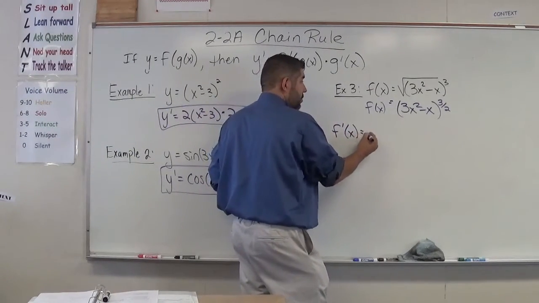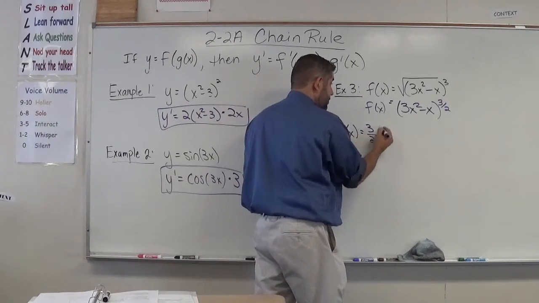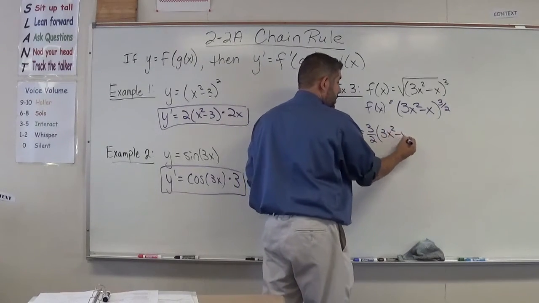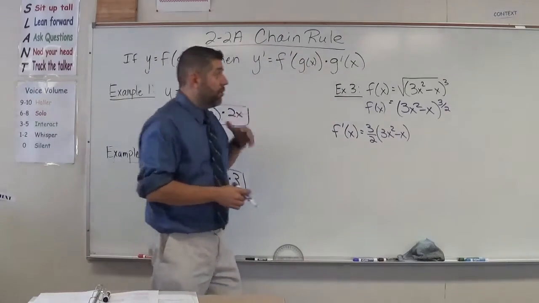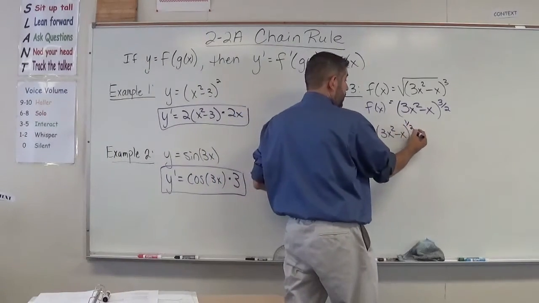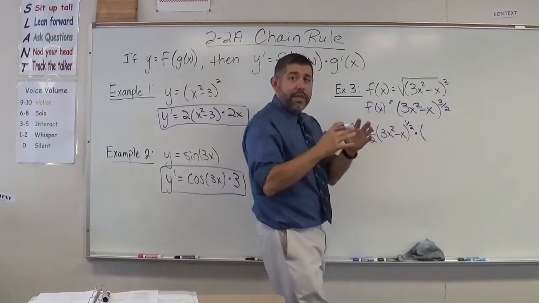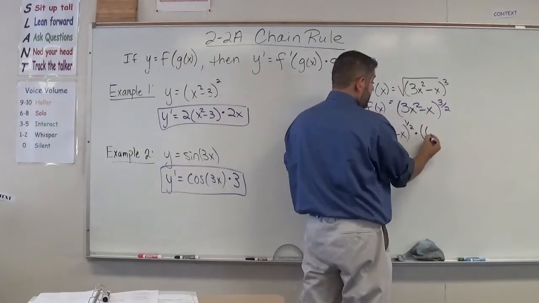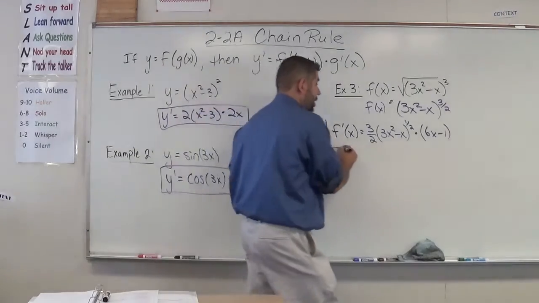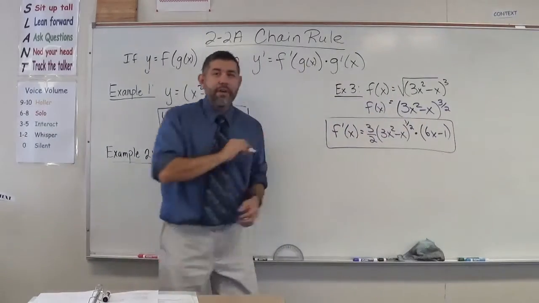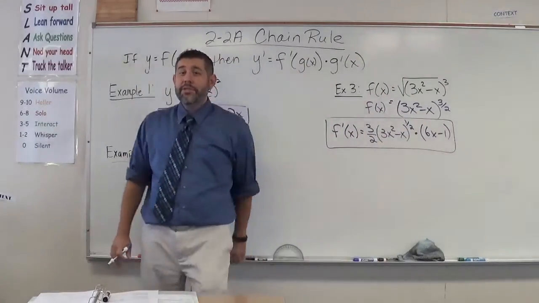f prime of x, and we're going to use the power rule, 3 halves, 3x squared minus x. Again, we leave the inside alone, and then we subtract 1 from the power, times the derivative of the inside. The derivative of the inside is 6x minus 1. And we've got our derivative. Be right back with our next 3 examples.